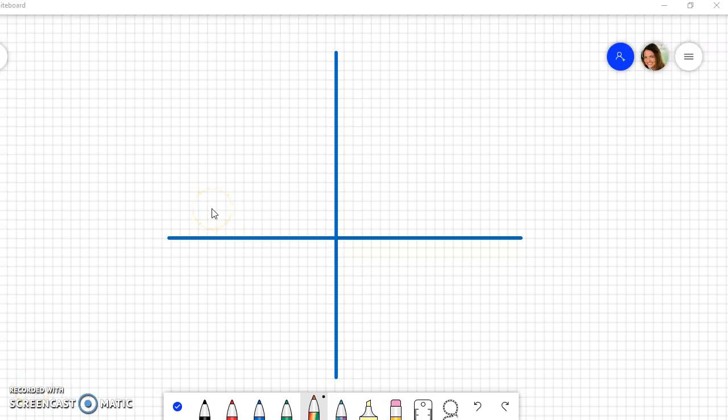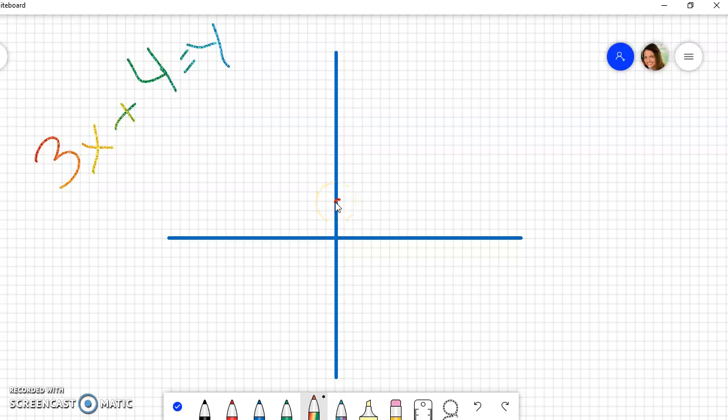So when I'm graphing this line, 3x plus 4 equals y, I'm going to start at my y-intercept, which in this case is positive 4. I'm going to place a point right there on positive 4.